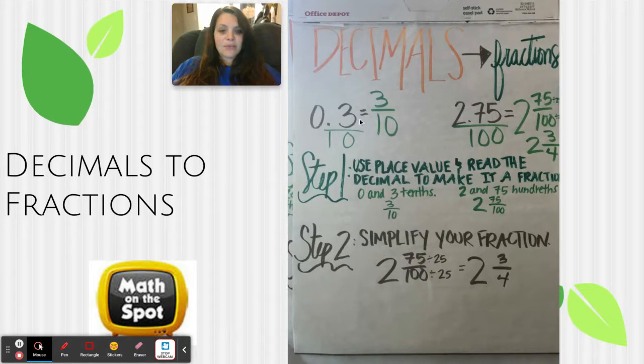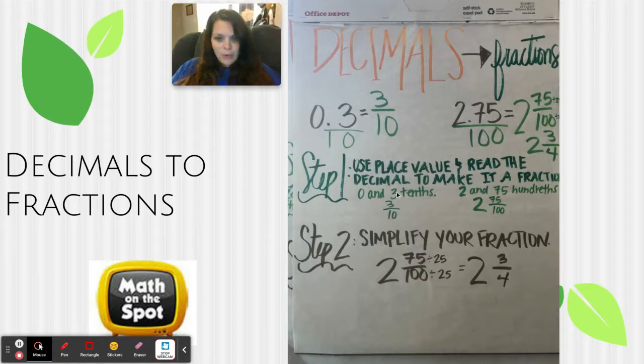So we have 0.3. That's our first example, and we want to change it. If I just read the decimal out loud, literally, it's 0 and 3/10 because the 3 is in the tenths place. The 0 is my whole number, so I don't need a whole number there. And then 3 over 10, because the 3 is in my tenths place, is just exactly how I read it. 0 and 3/10 equals 3/10. So step 1 is use place value and read the decimal to make it a fraction.